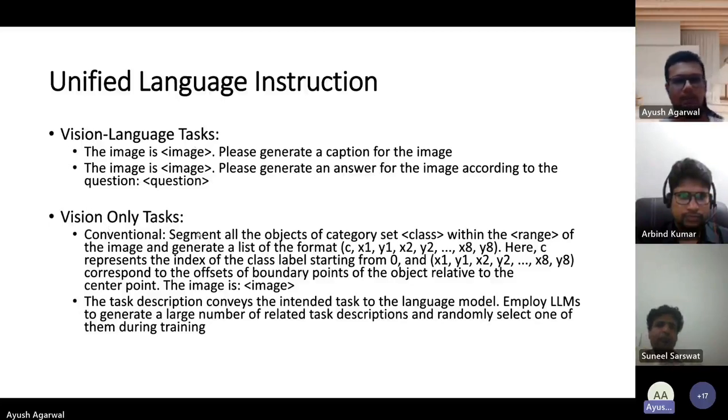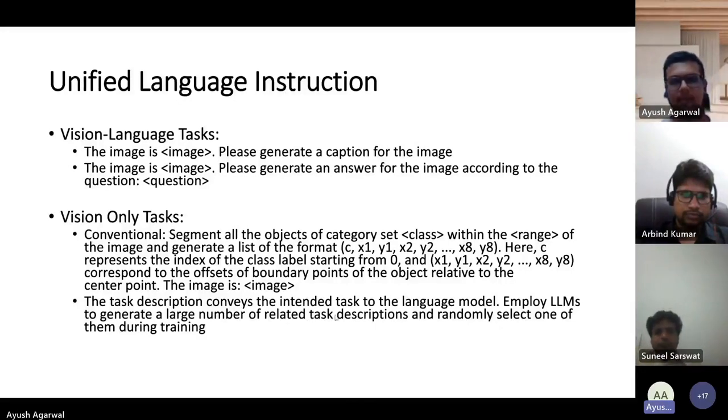For vision only tasks, there can be some conventional tasks like object detection, object segmentation, things like that. So how they're passing it is that they provide a class and they provide coordinates with respect to each of the vertices. This is the format that they use for vision only tasks, and the image is the same as in the previous one.